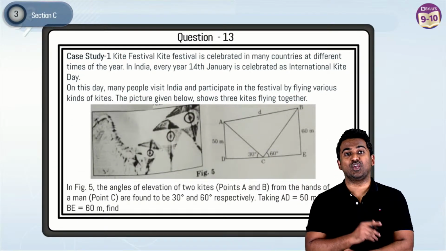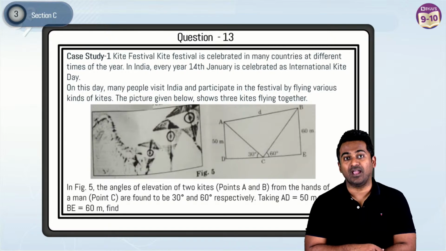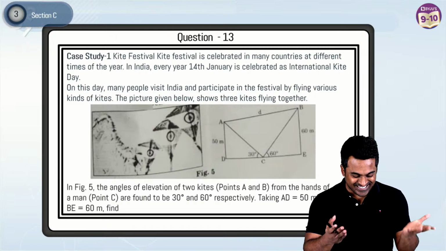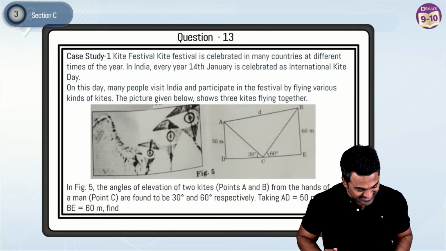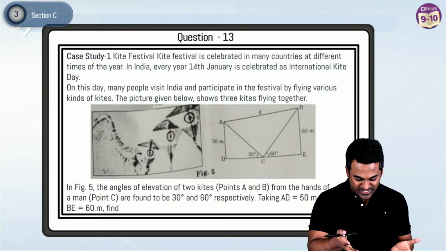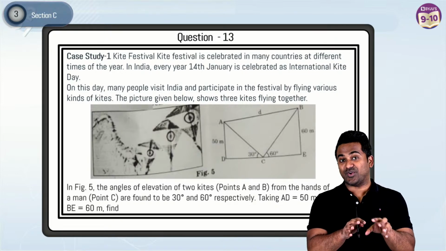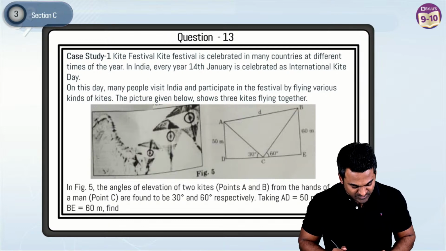Okay, so this is your first case study. Make sure, this has already happened, so you had to make sure that you write this carefully. All right, cool. Let's have a look at this here. There's a kite festival, 14 January. There is some case presented, but we're interested in the diagram. So this is the diagram which has been given to us.